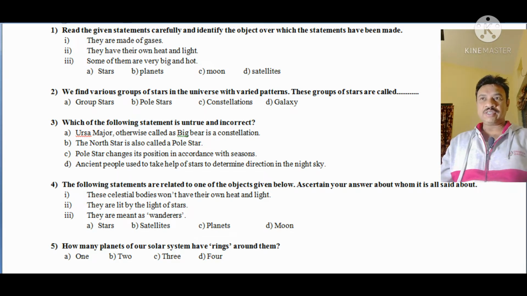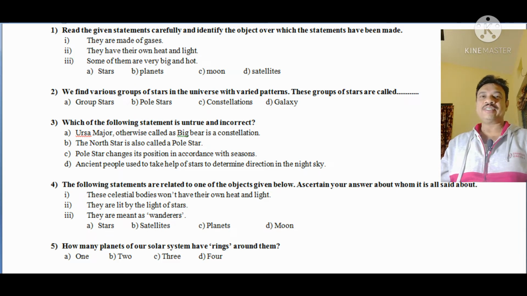The first question I am giving here: read the given statements carefully and identify the object over which the statements have been made. First statement: they are made of gases. Second: they have their own heat and light. Third: some of them are very hot and big. What is that called? Whether it is a star, planets, moon, or satellites.